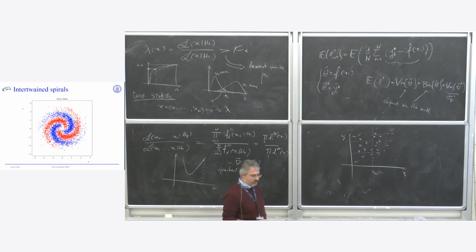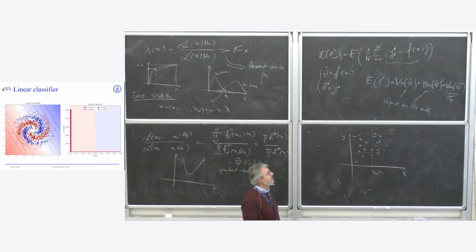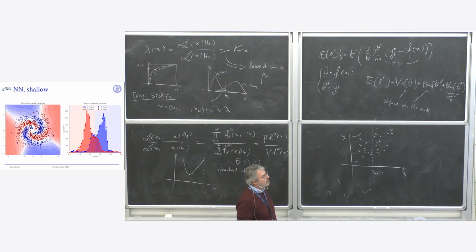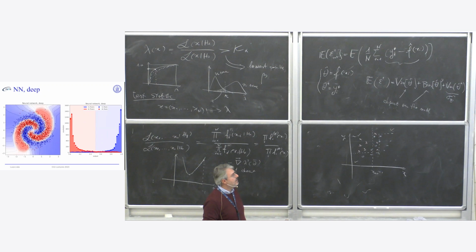Another test which I tried is these intertwined spirals. These are spirals which really mix the data, but you can still recognize them. So let's see how this works. We have a linear classifier which fails miserably, a shallow neural network that does the job up to a certain point. Let's say the middle depth neural network does something better, and the deep neural network is even better and is able to classify the shapes pretty well.